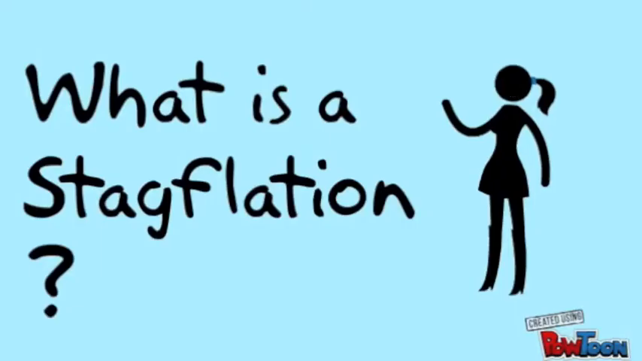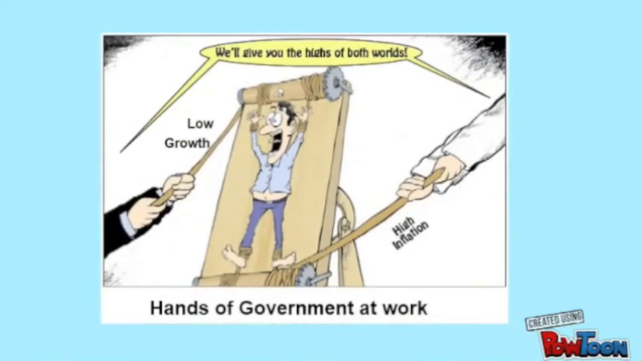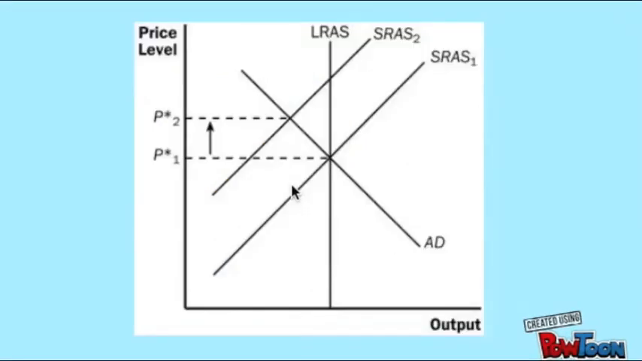A stagflation is when there is a continuous high inflation along with high unemployment and slow economic growth. It is a combination of a recession and inflation. This happens when prices rise but the economy is not growing. Here's an example of a stagflationary graph. In a stagflation, short-run aggregate supply shifts to the left. This is referred to as cost-push inflation. The price level equilibrium goes up, while the quantity real GDP equilibrium goes down. Price level is too low and unemployment is too high.